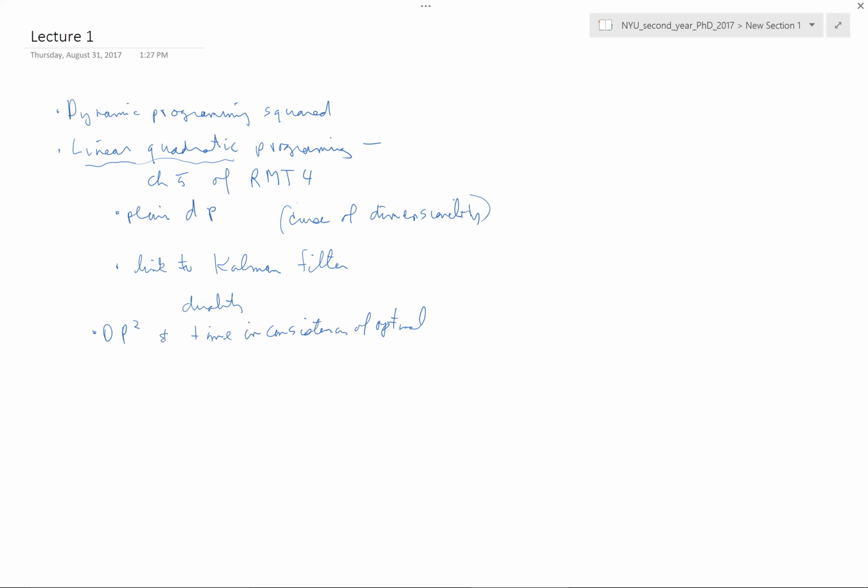Now, why are we interested in dynamic programming squared problems? Well, they're going to occur all over the place in this class as a way to approach Ramsey problems and recursive mechanism design problems. And we're going to see these throughout the course.